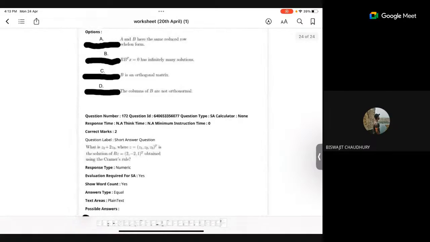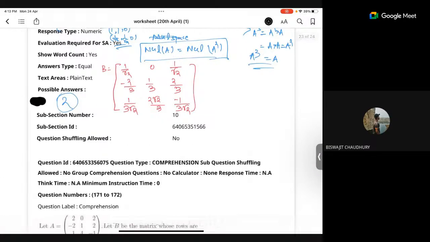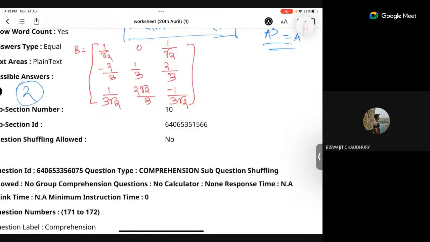Check for option C. B is an orthogonal matrix. How to check an orthogonal matrix? Can anyone tell me? B into B transpose should be identity. So the matrix multiplication of B into B transpose has to be identity. That means what is our B transpose? It is 1 by root 2, 0, 1 by root 2; minus 2 by 3, 1 by 3, 2 by 3; 1 by 3 root 2, 2 root 2 by 3, minus 1 by 3 root 2.